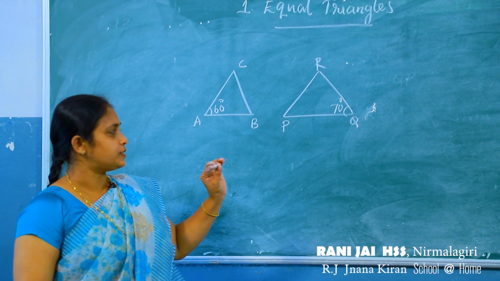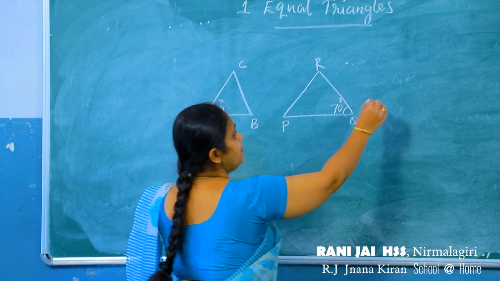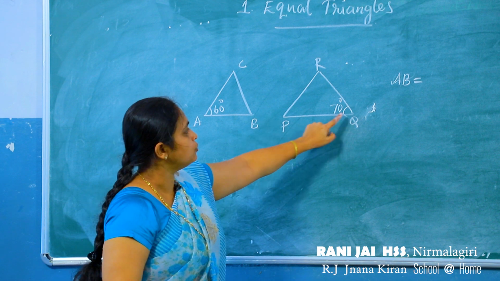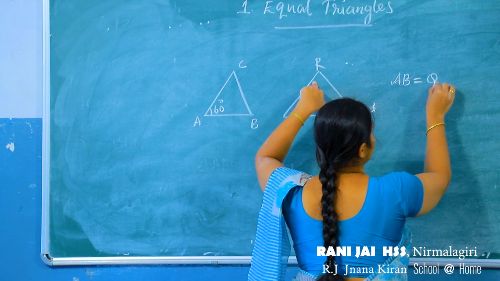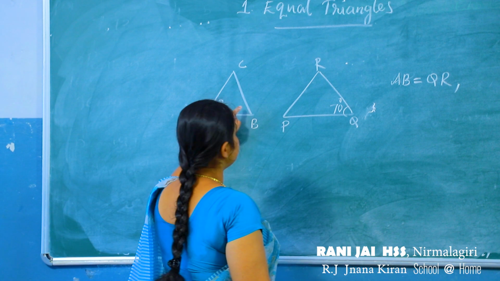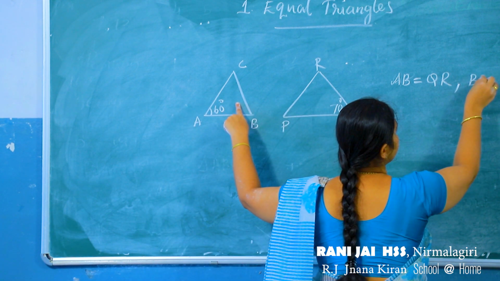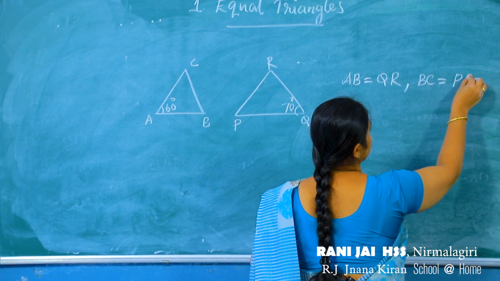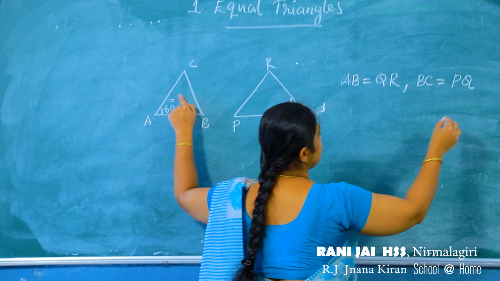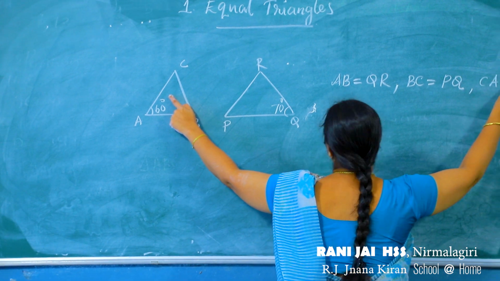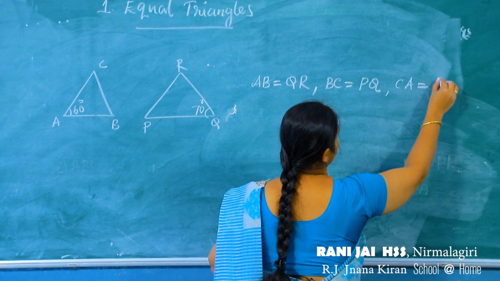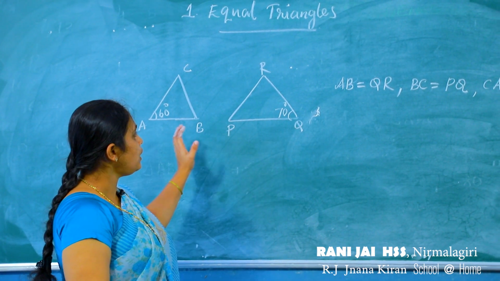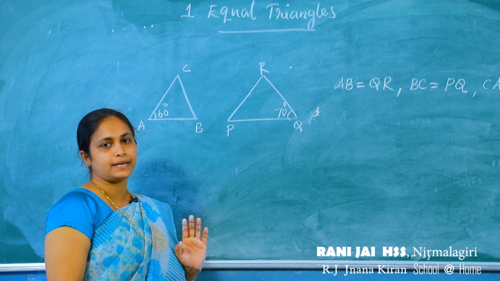Okay. And in this question, given that AB equal to QR, BC equal to PQ and CA equal to PR. Now, question is find all angles in both these triangles.